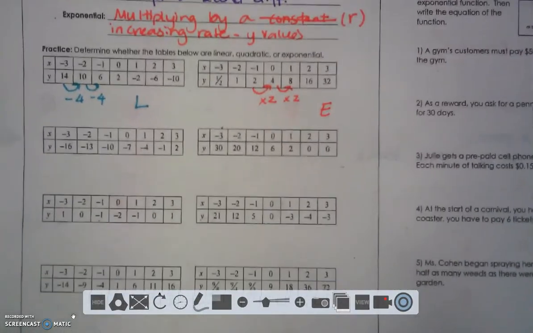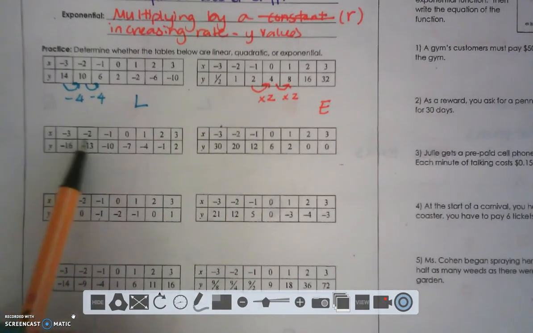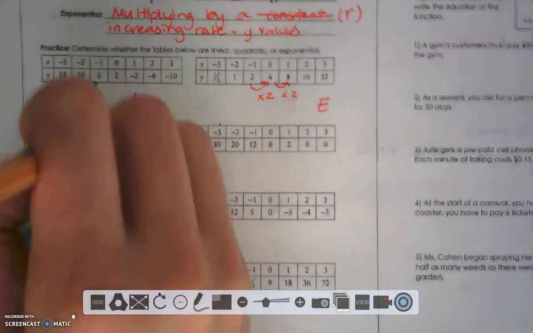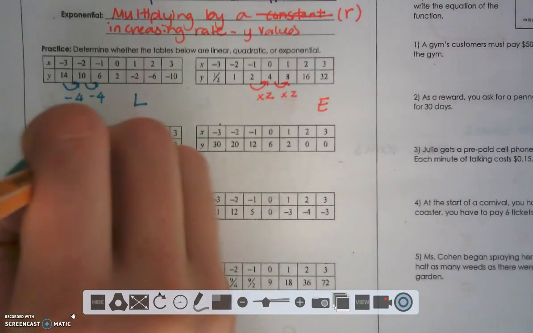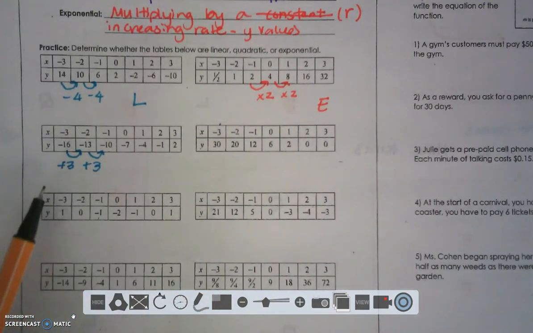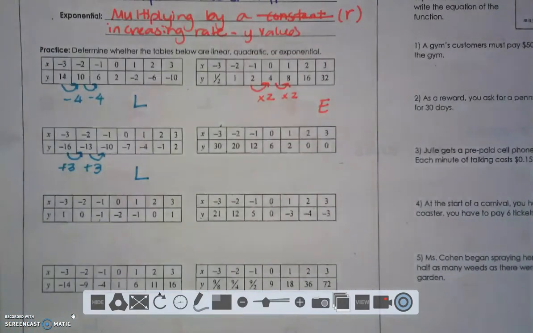Our next example here is also going up by ones for x's, which is good. So I can look at my y values. How am I changing? I'm adding 3. Put in your calculator negative 16 plus 3, we should get negative 13. Plus 3 should be negative 10. So this is also an example of linear.